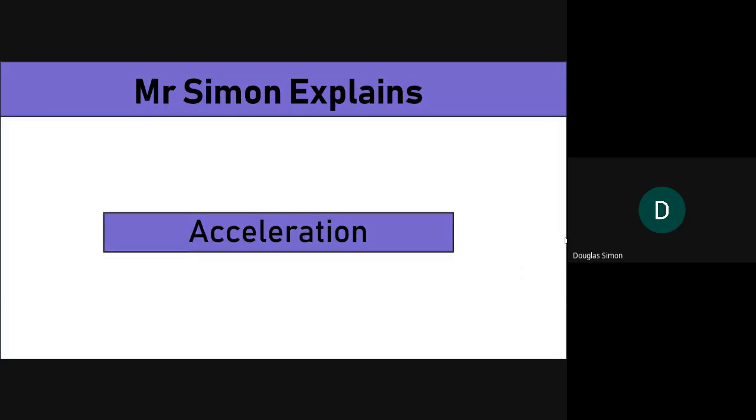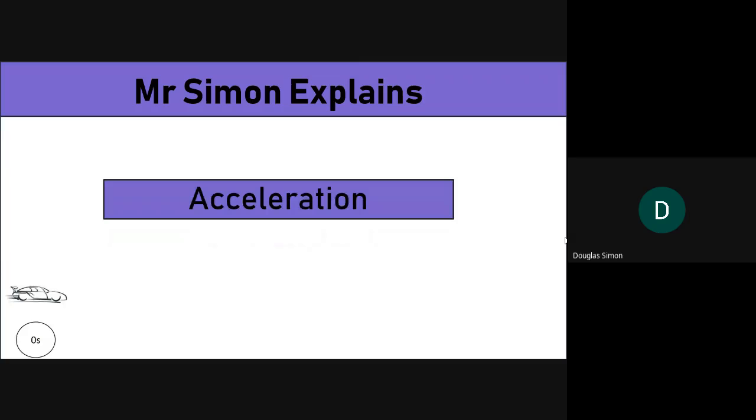Hello and welcome to my explanation for acceleration. We are going to look at what acceleration is, and we are going to look at how to solve a typical exam question without really having to use a formula at all. So what is acceleration? Acceleration means when something gets faster or when something slows down.